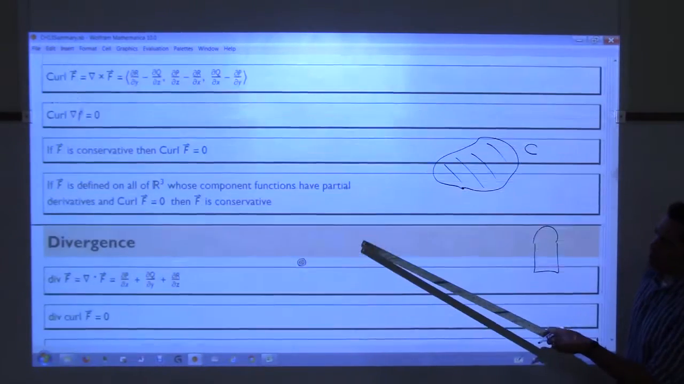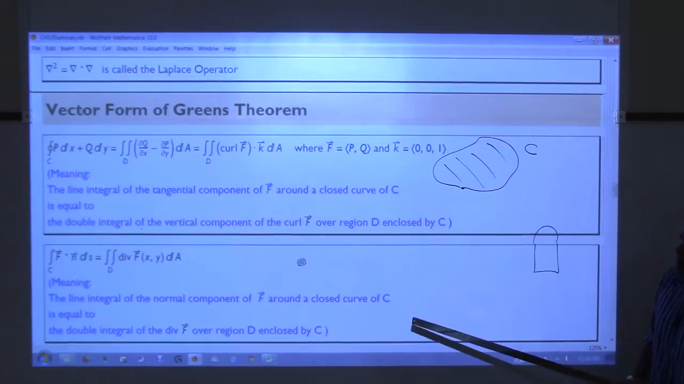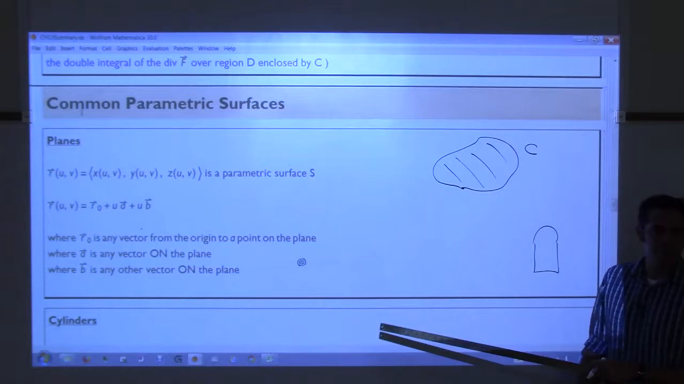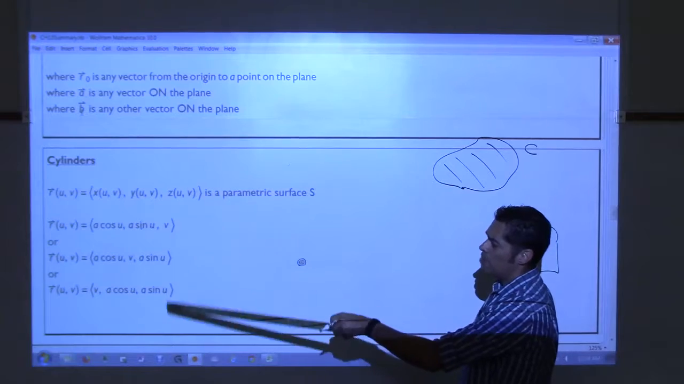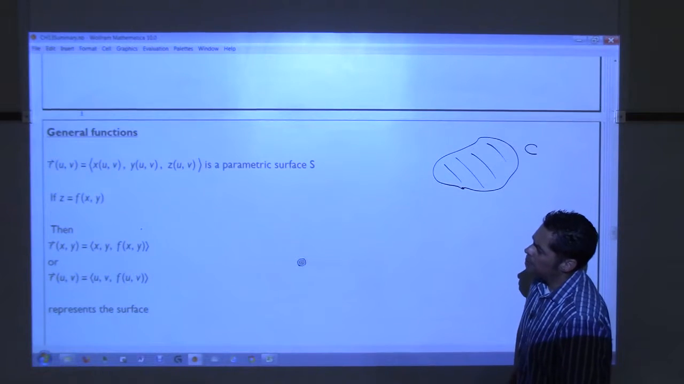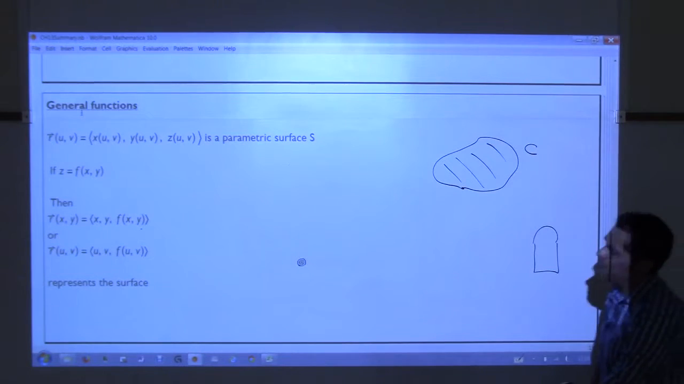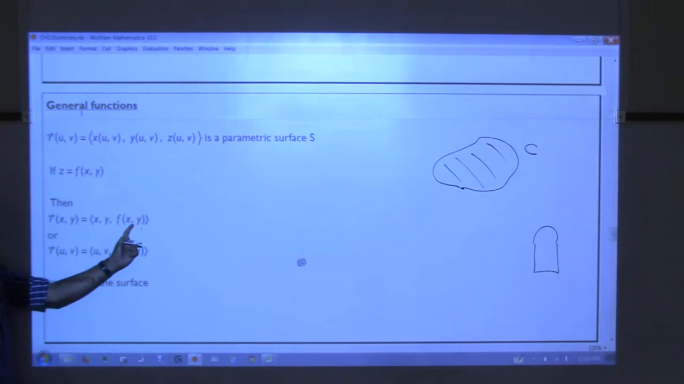Then we talked about curl and divergence, and I told you that there were 2 other forms of Green's theorem that we could talk about later. Then we started talking about parametric surfaces, how to draw things using r of u, v. I didn't talk too much about this. Here's the way you can draw cylinders, here's the way we draw spheres, and here's the general idea of a vector function. If your z component is a function of x and y, then we can rewrite it this way. We did talk about that a little at the end of class last time.